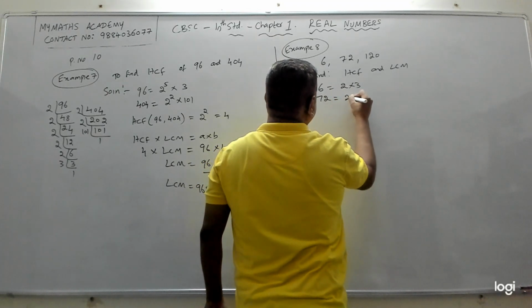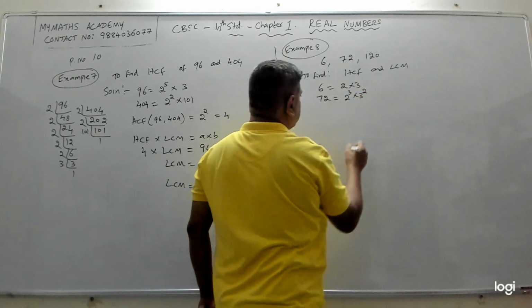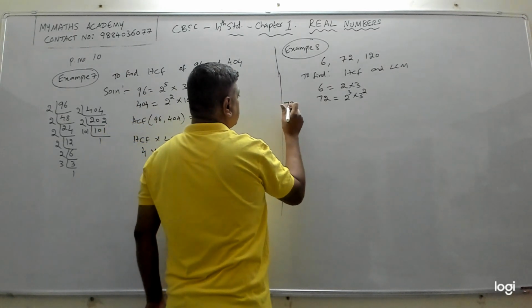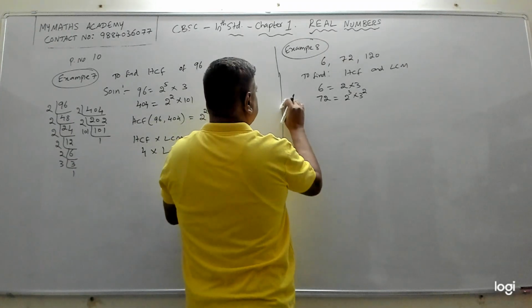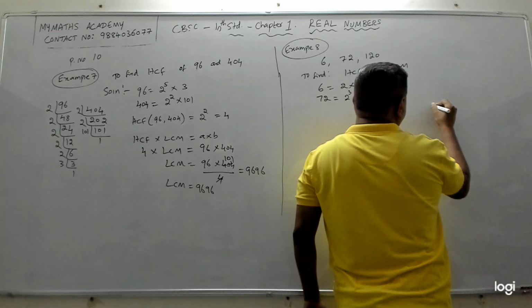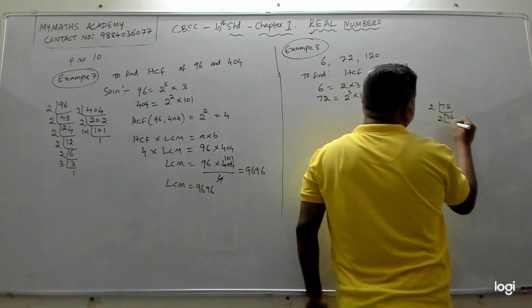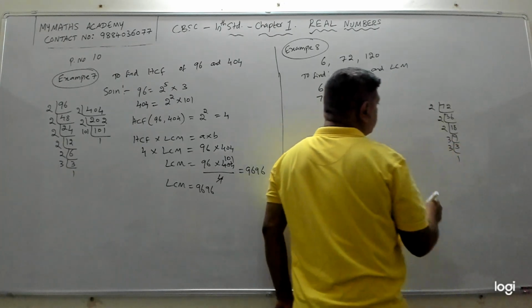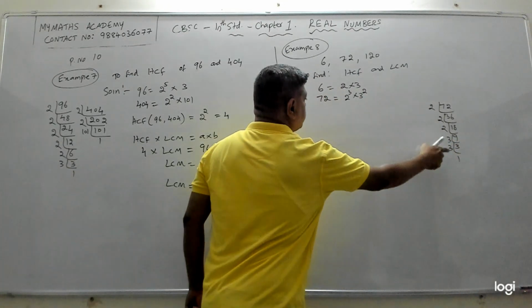2 power 3 into 3 power 2. If you put that for 72, let me write here, 72 is what? Rough work: 2 × 36, 2 × 18, 2 × 9, 3 × 3, 3 × 1. So 2 into 2 into 2, that is 2 cube, into 3 into 3, which is 3 square.